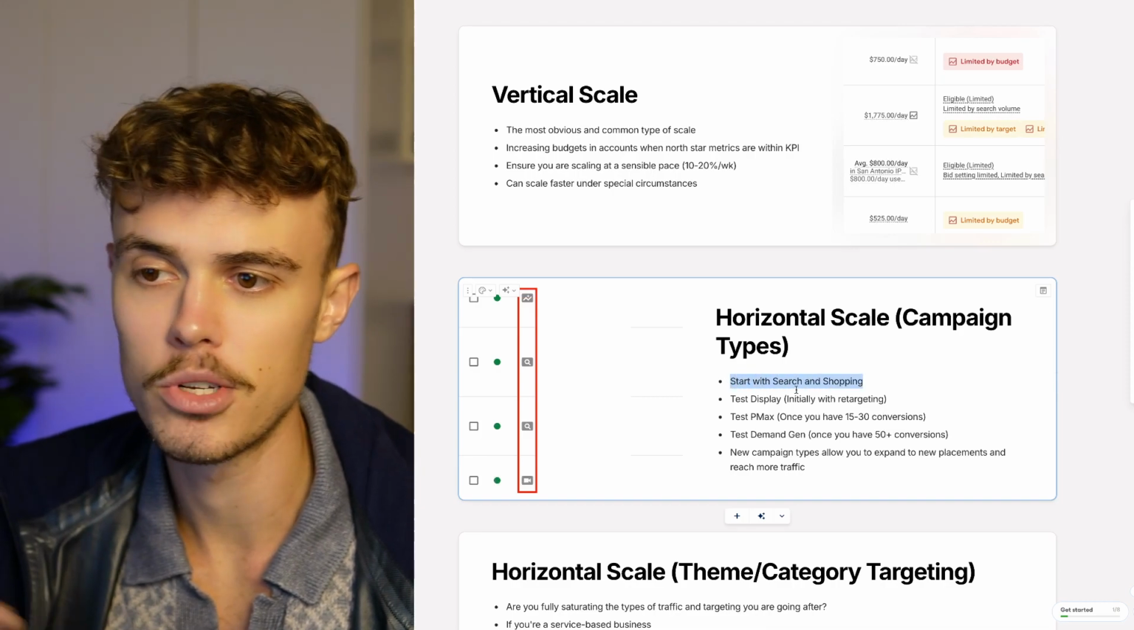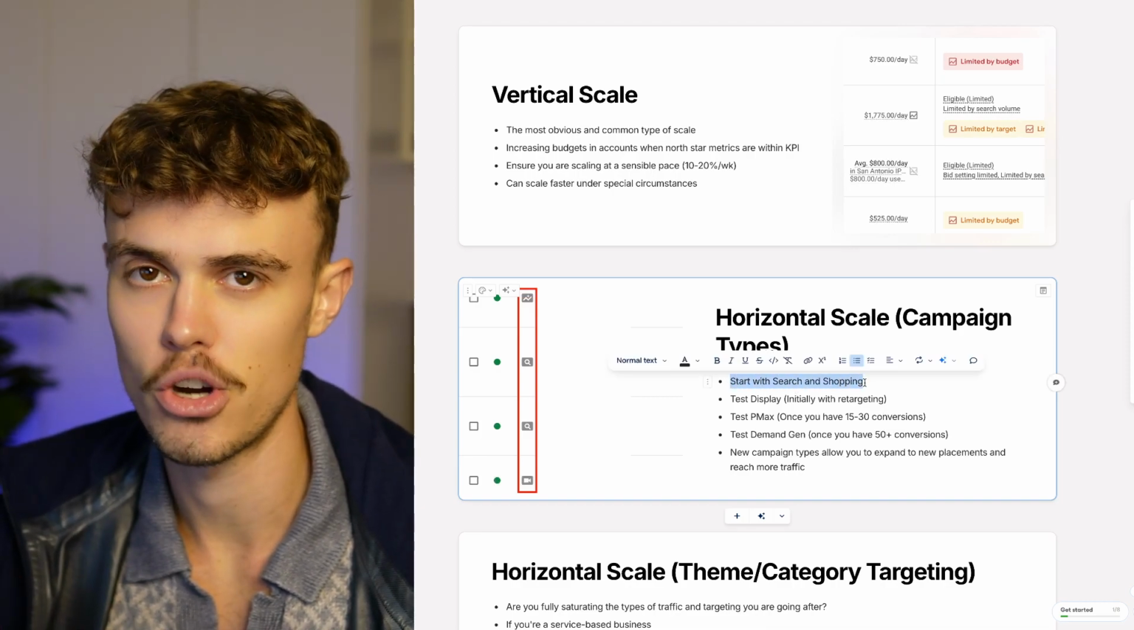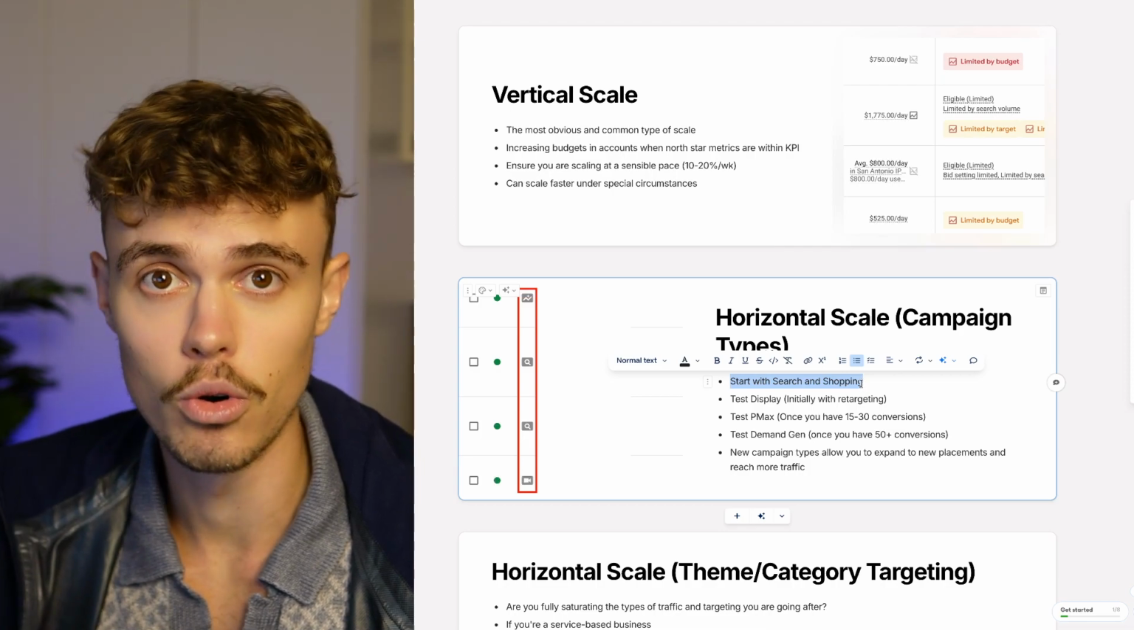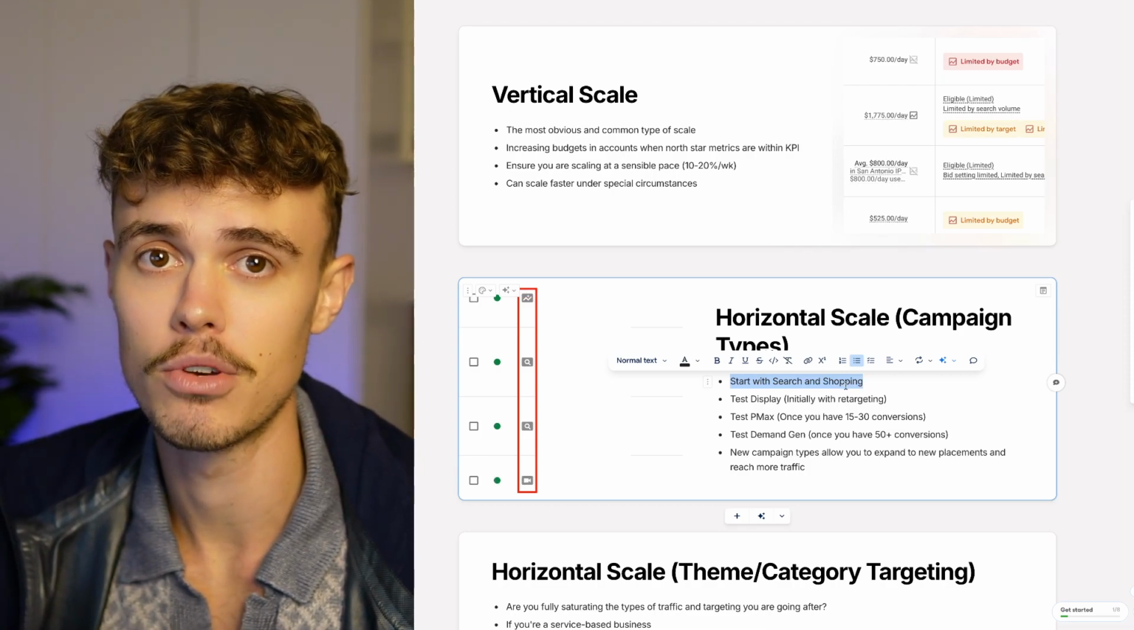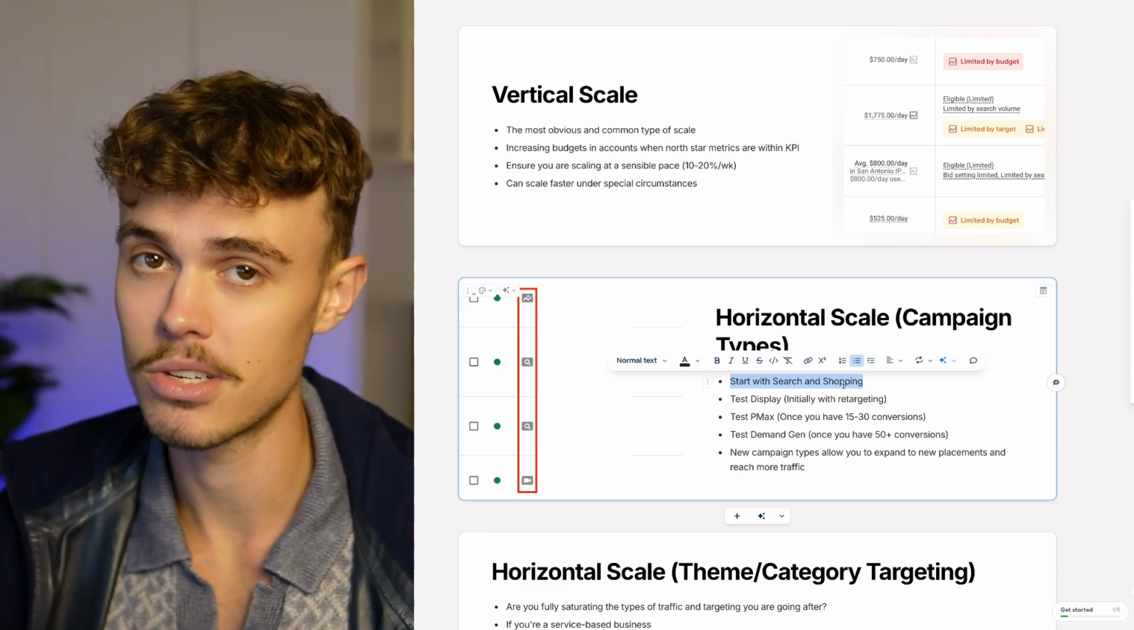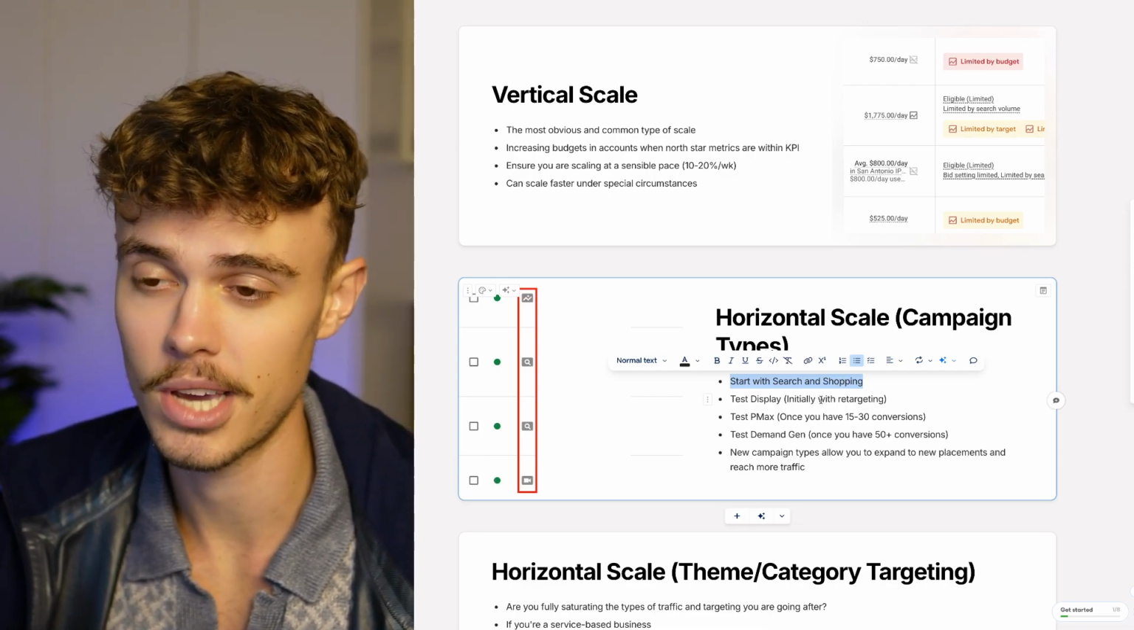So in almost every account, you'll start with search and shopping campaigns. This is almost universal. And those are the 2 fundamental campaigns of Google that are the most common to use and the best ultimately for new customer acquisition in most cases.